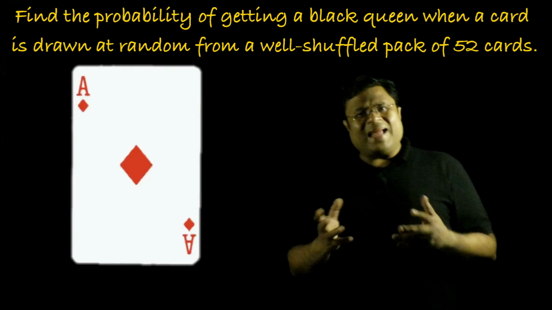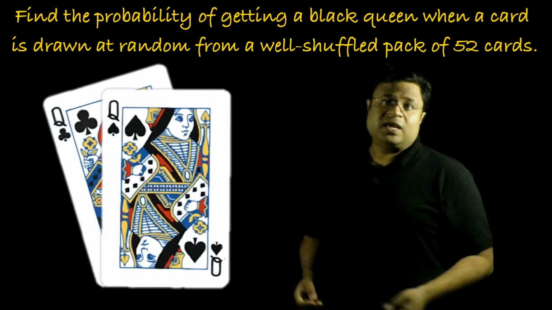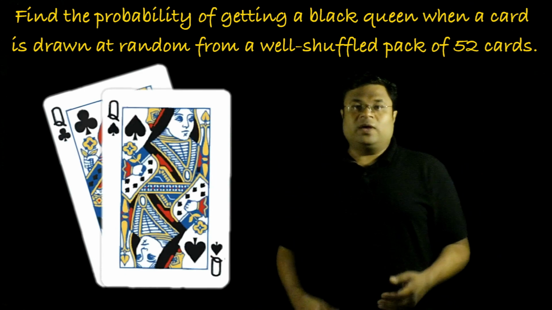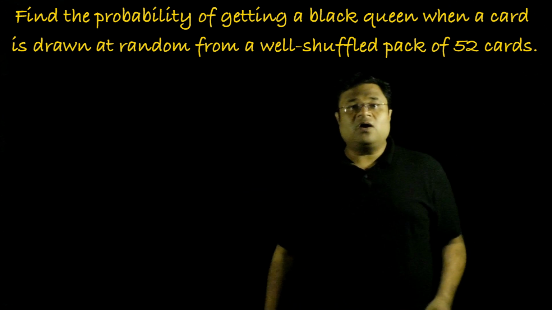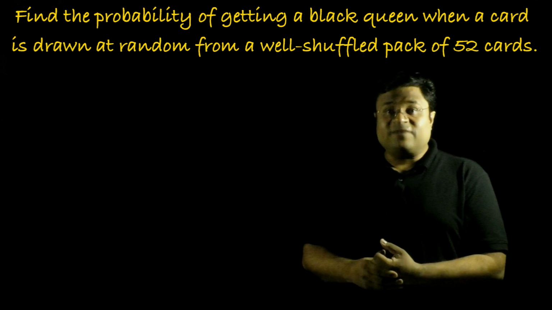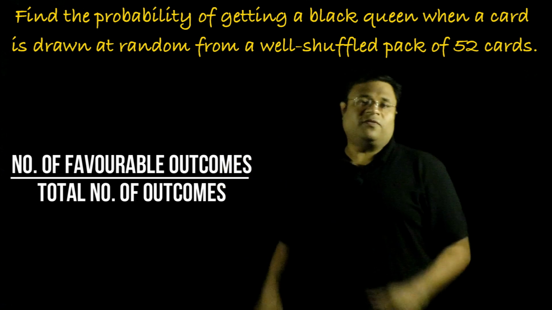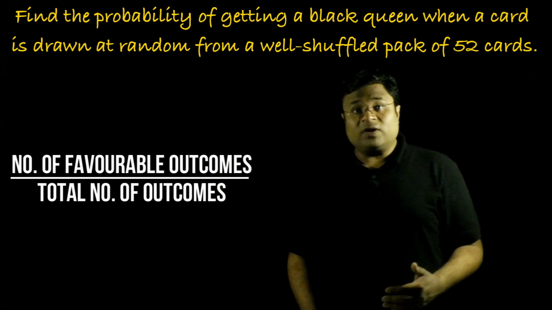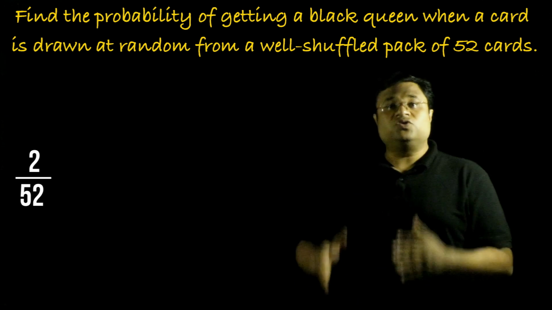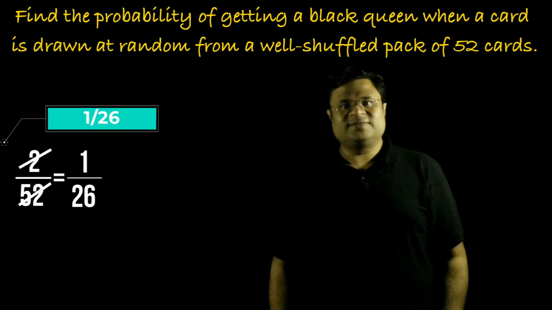And how many black queens do you see? Just 2 of these: the queen of spades and the queen of clubs. So, as we go back to the original formula of probability, probability is defined as number of favorable outcomes upon total number of outcomes. So now the favorable outcomes are 2 and the total number of outcomes are 52. So the correct answer would be 1 by 26. Alright.